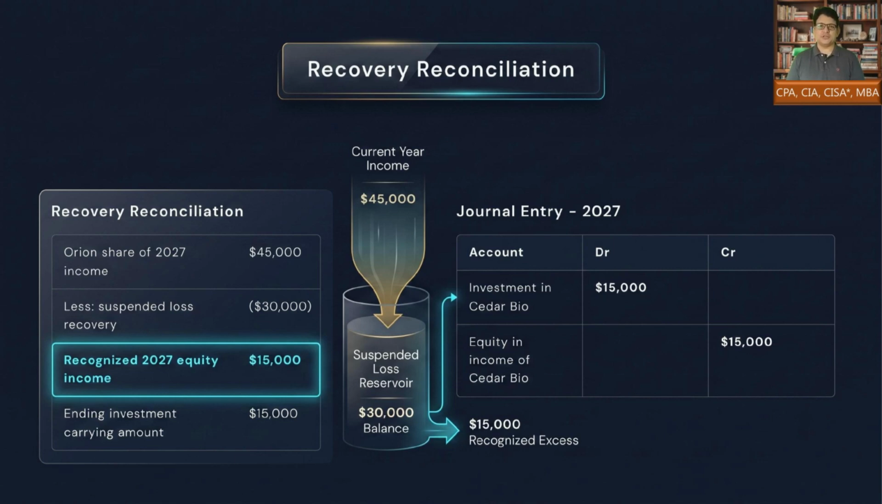The journal entry is debit investment in Cedar Bio for $15,000 and credit equity in income of Cedar Bio for $15,000. The full $45,000 of income helped the recovery, but only the excess after clearing suspended losses reaches the income statement.